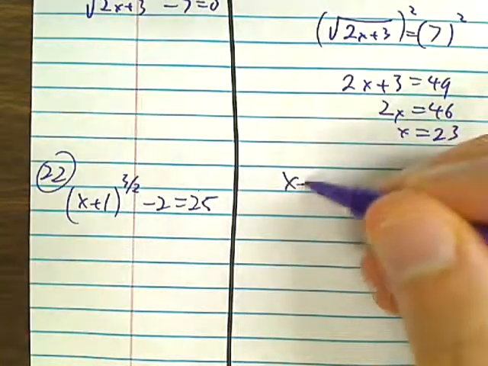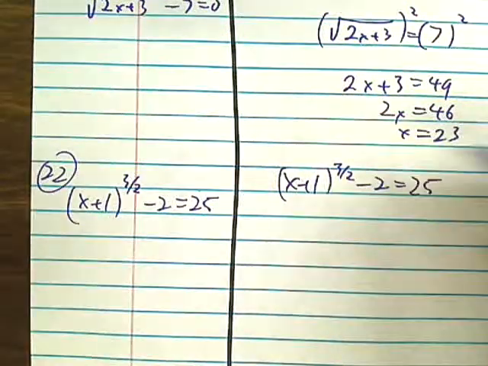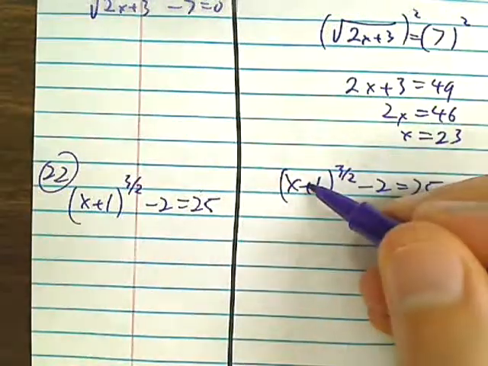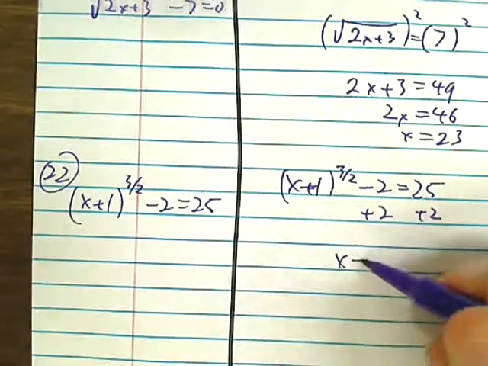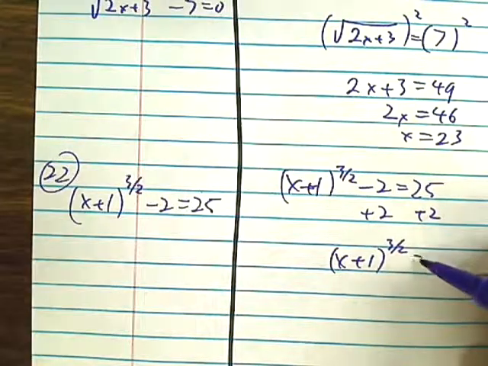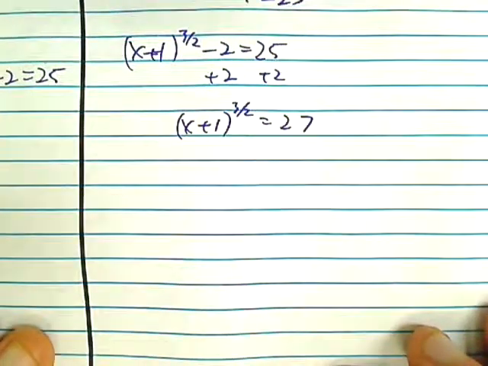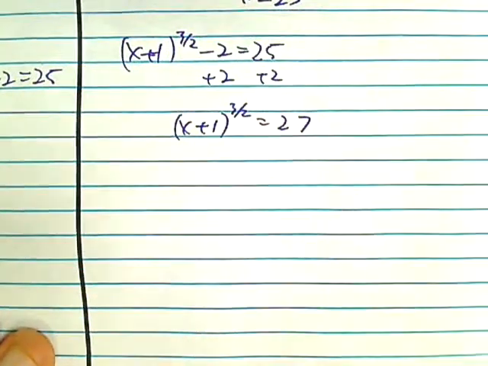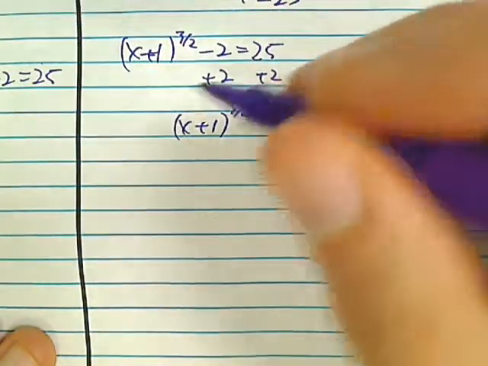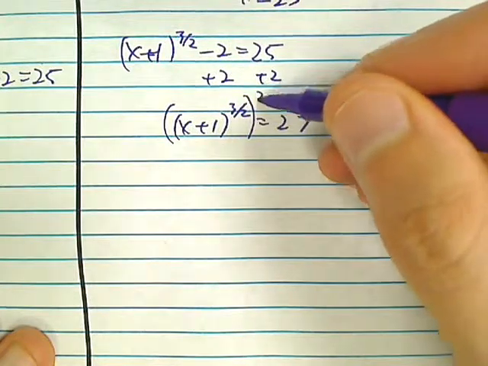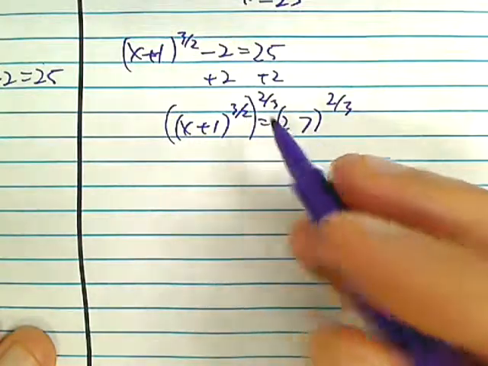Okay, we're back. Let's see here. Let's add 2. I usually don't write that. Oh well. So that's 27. And now I need to get rid of that 3 halves. Well, we're going to do the inverse operation here. I'm going to multiply the exponent by the reciprocal. I'm going to multiply by 2 over 3. Those will cancel out.